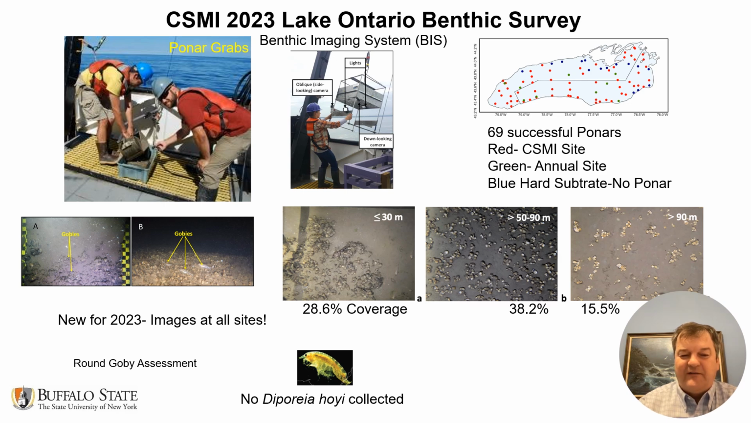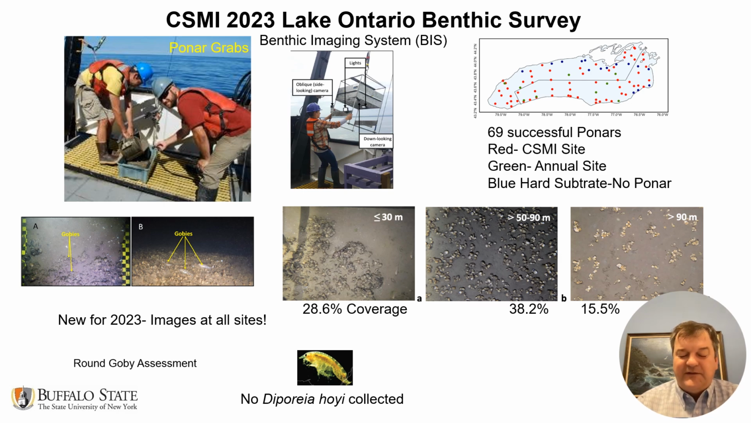They had deep water housing, so they have a picture at every single one of these 69 sites, which were successful for ponars. The red sites indicate a CSMI site, whereas the green is a long-term monitoring annual site. The blue samples, which are on the north shore and also the southeast shore, were very hard substrates, so there's no ponar, but we did have video. Notably, no Diporeia hoyi was collected in 2023, indicating extirpation continued.